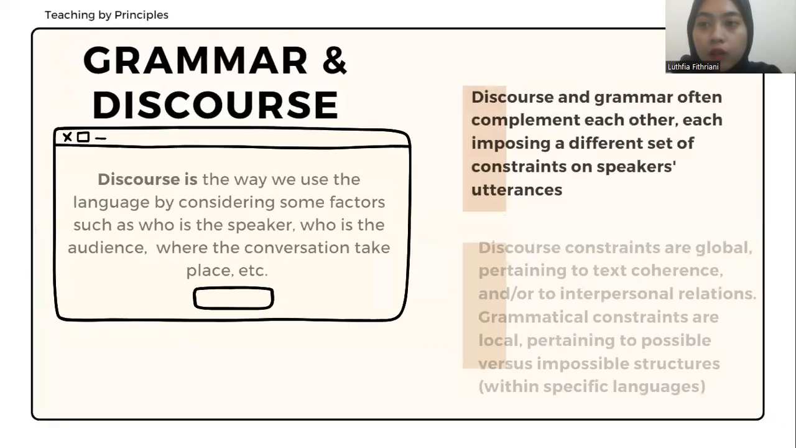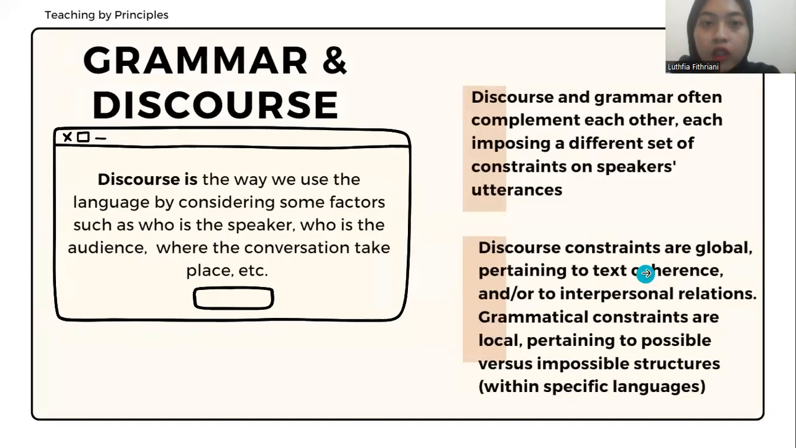If we are talking about grammar, it is closely related to discourse. Do you know what is discourse? So discourse is the way we use the language by considering some factors such as who is the speaker, who is the audience, where the conversation takes place, and etc.